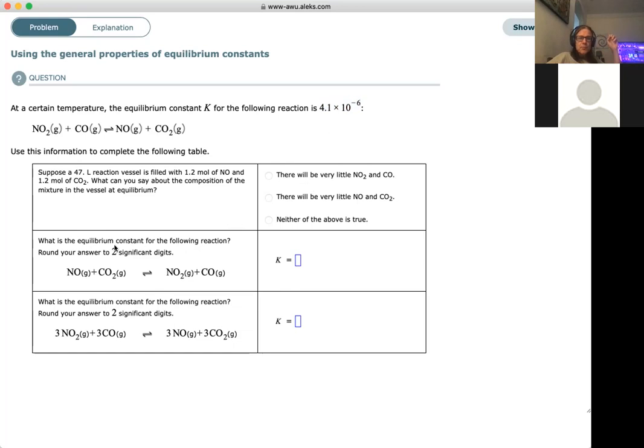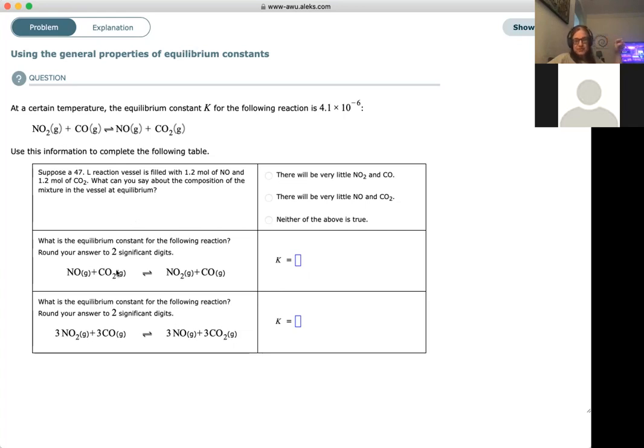Now, what is the equilibrium constant for the following reaction? Round your answer to 2 significant digits. Okay. Notice what they've done with the equation here. They've taken the one that's given here with this value of K, and they've flipped it. They reversed it is the more technical term. Everything that was a reactant is now a product. Everything that was a product is now a reactant.